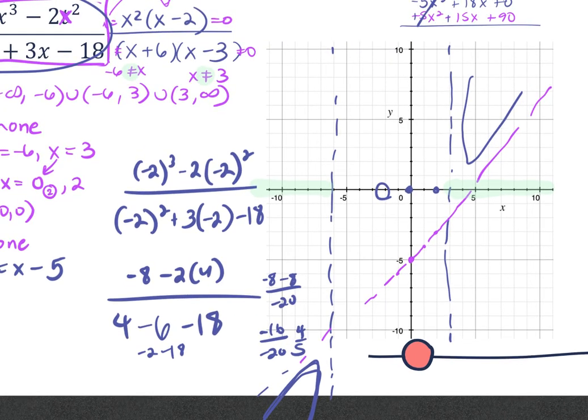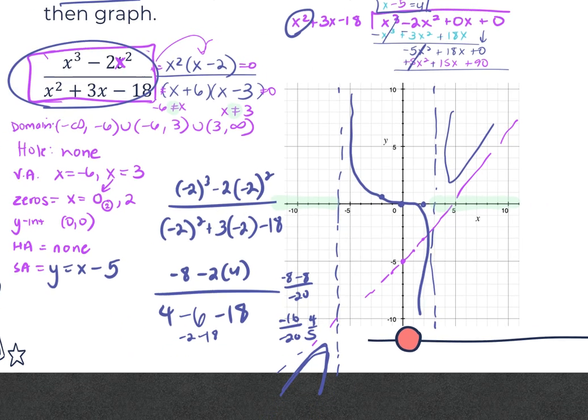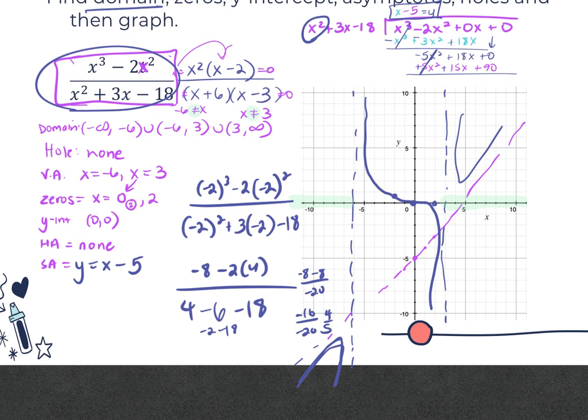So that part is happening above my x-axis. So if it's coming up on the left and it's coming down on the right, it's taking on this shape. And remember, it can cross through the slant and it can cross through the horizontal. It cannot cross through your vertical asymptotes.